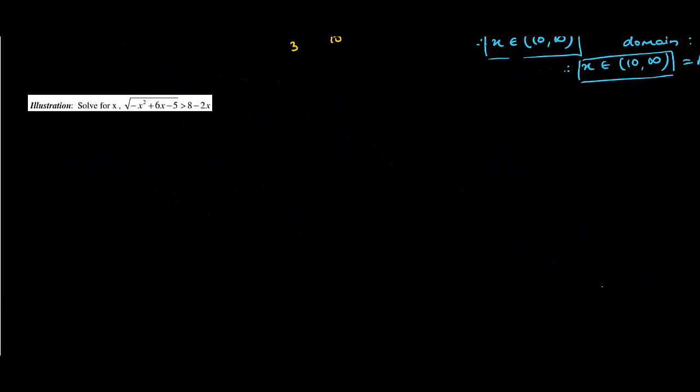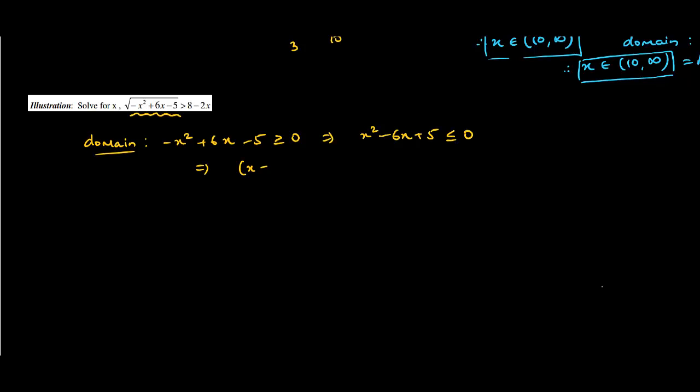Again, a same type of problem. So we start first with the domain condition. Let's start with the domain condition, the first component. Domain condition is minus x square plus 6x minus 5. This quantity should be greater than or equal to 0 because it is inside the root. This means x square minus 6x plus 5 should be less than or equal to 0, which gives you x minus 1 into x minus 5 is less than or equal to 0.